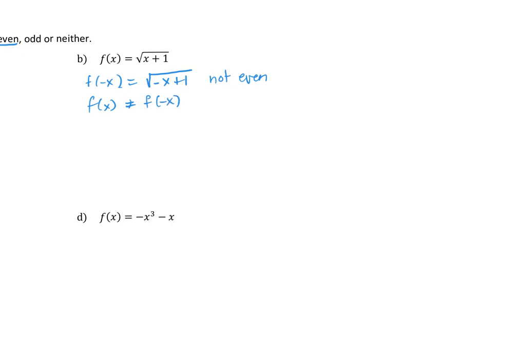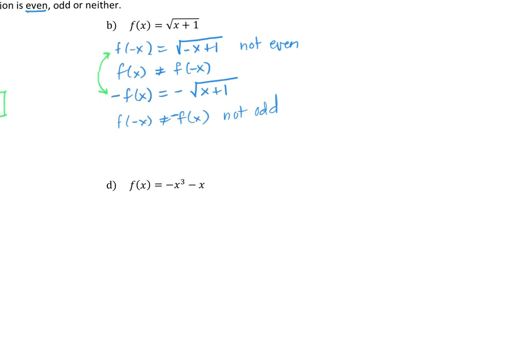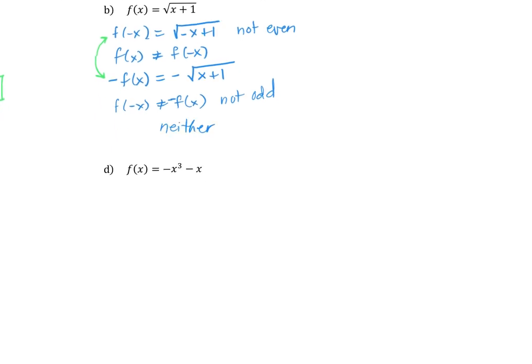But now what about odd? I have to show that f of -x is equal to negative f of x. And I already have f of -x listed. I now just have to compute negative f of x and compare them. So negative f of x says we're going to put the negative on the outside of this function, square root of x plus 1. Now, is there anything I can do to get f of -x and negative f of x to look the same? And the answer is no. So since f of -x is not equal to negative f of x, this is not odd. So not even, not odd, it must be neither. So it's even, it's odd, or it's neither.